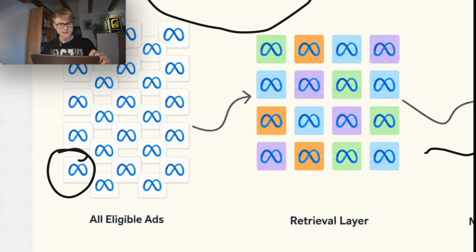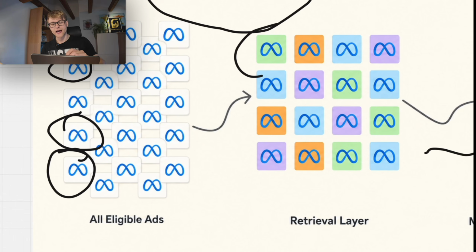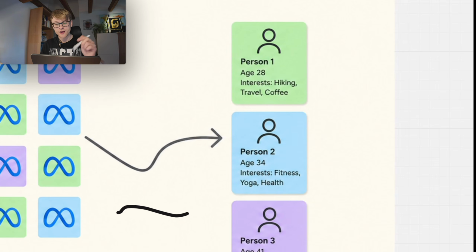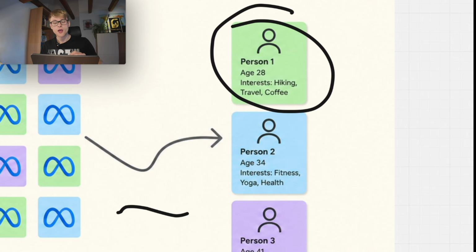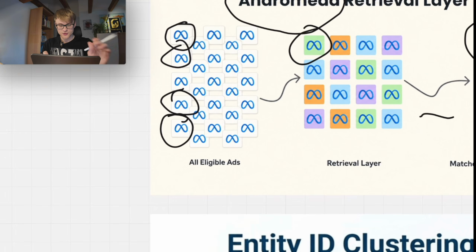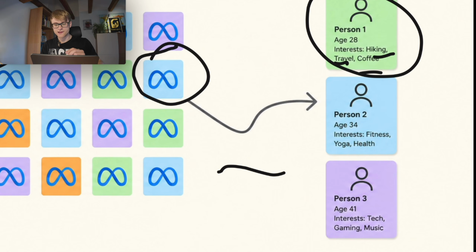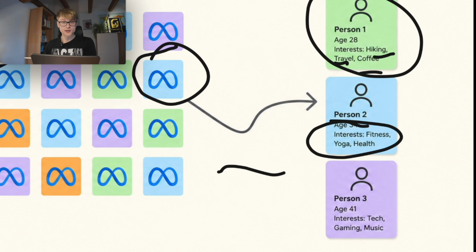So let's say these ads that I've marked here in black are all green ads. Why are they green ads? Because they target a certain green persona. And as you can see over here, this will be, for example, person number 1. Age is more or less 28 years old, interests: hiking, travel, coffee. This is one person. Now my other ads, for example over here, they all target person number 2. They are blue ads and they target a person who's interested in fitness, yoga, and health. Now, how do we know these interests?